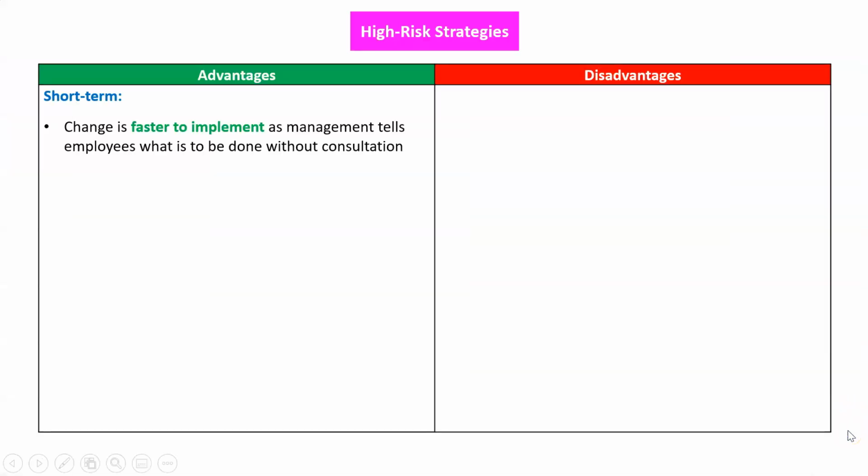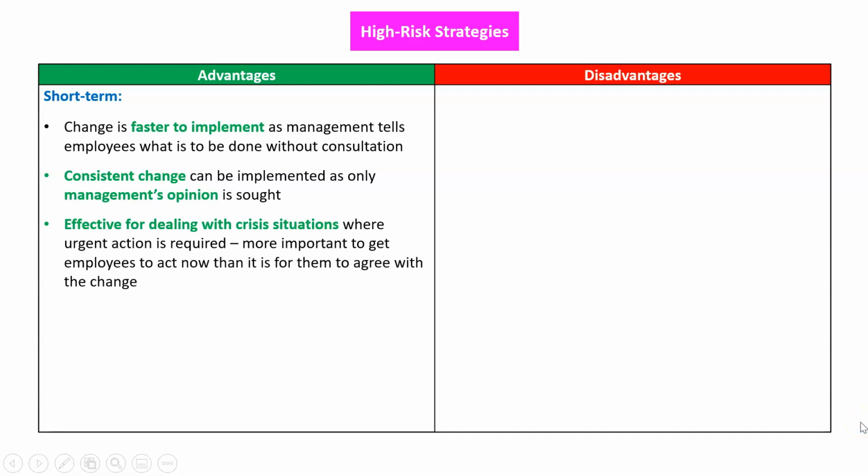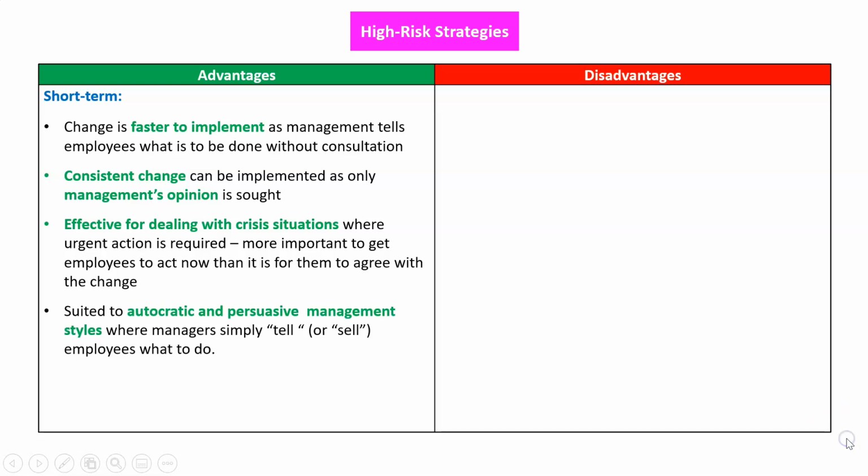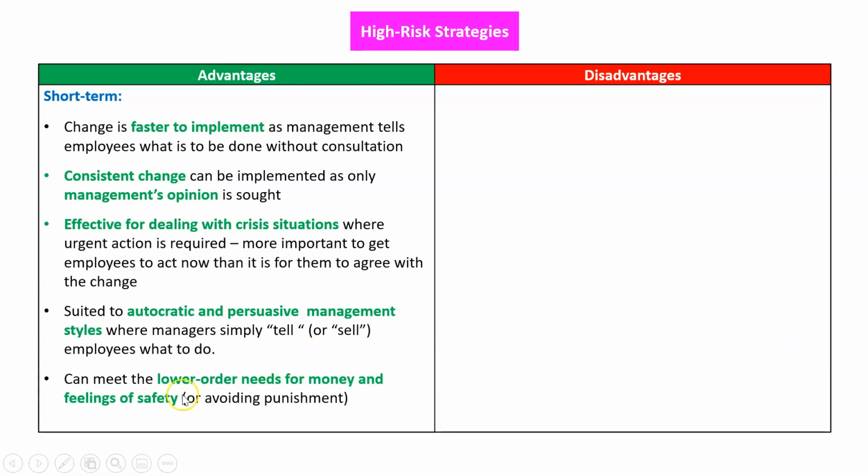Unbelievably, we sort of do say that this does have in the short term some positives. It is faster to implement change with high risk strategies, and we get consistent change. We're not asking for people's feedback here, we're just telling them what to do. So it is really good when there's a crisis, like maybe a publicity scandal or a product recall, something like that. And it's very suited to your autocratic and persuasive management styles. It can help employees by avoiding punishments, they are sort of meeting their lower order needs in Maslow too.